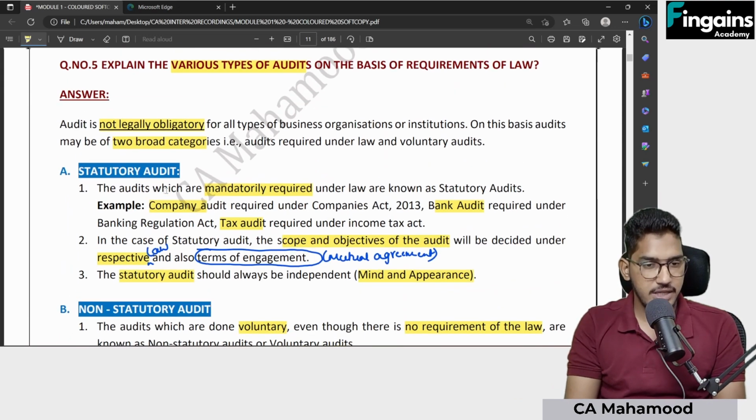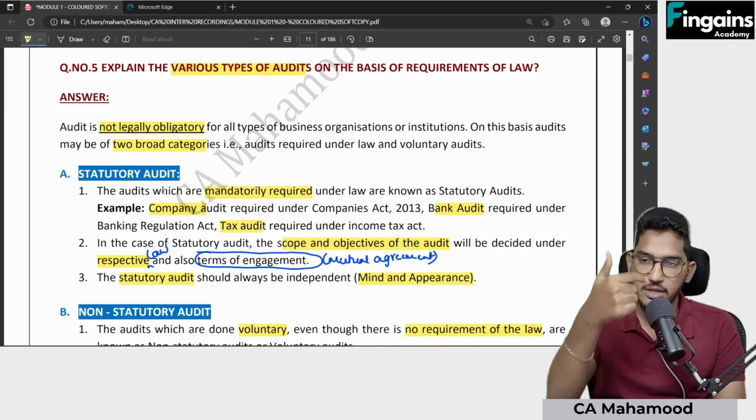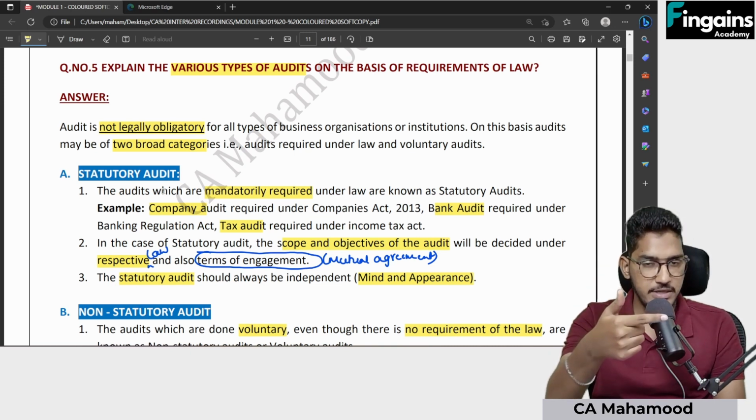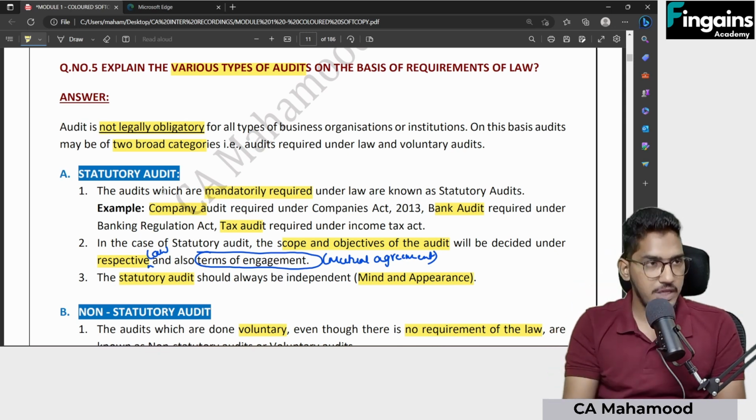So these are the various types of audit on the basis of requirements of law. So 3 questions we have understood from this chapter. Number 1, what are the points which are required to be considered before expression of opinion? Number 2, objectives of the auditor as per SA 200. Number 3, that is question number 5, we have understood what are the various types of audit on the basis of requirements of law. Clear everybody till here? So remaining questions we'll try to understand in our next sessions.